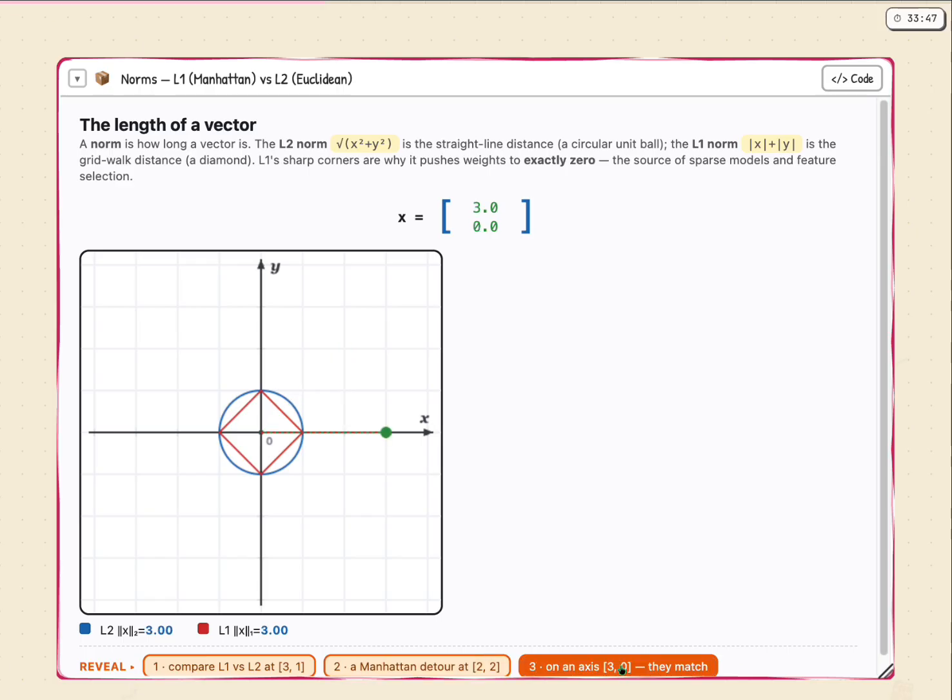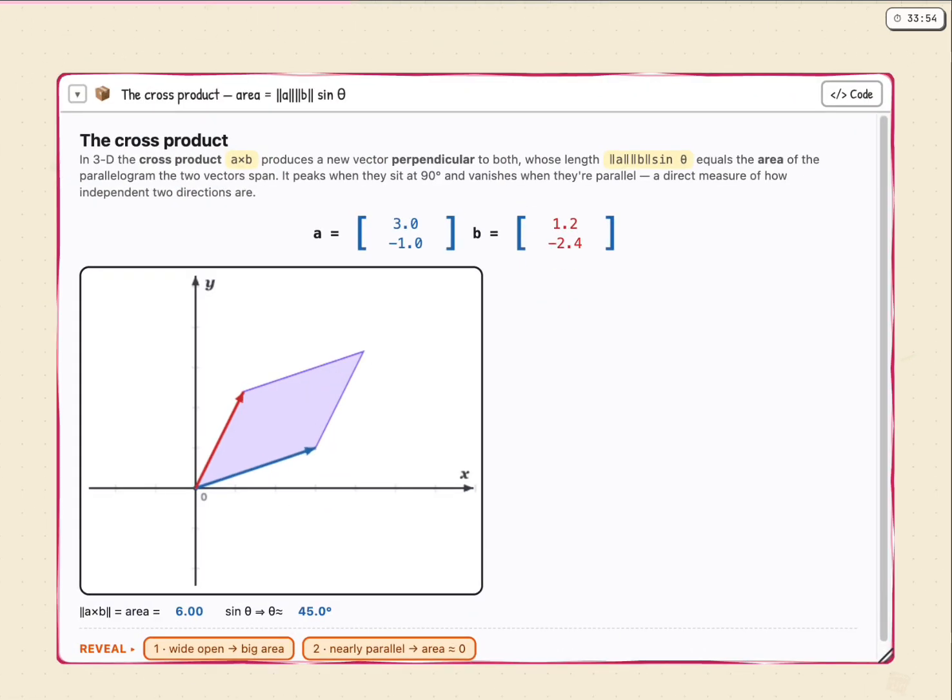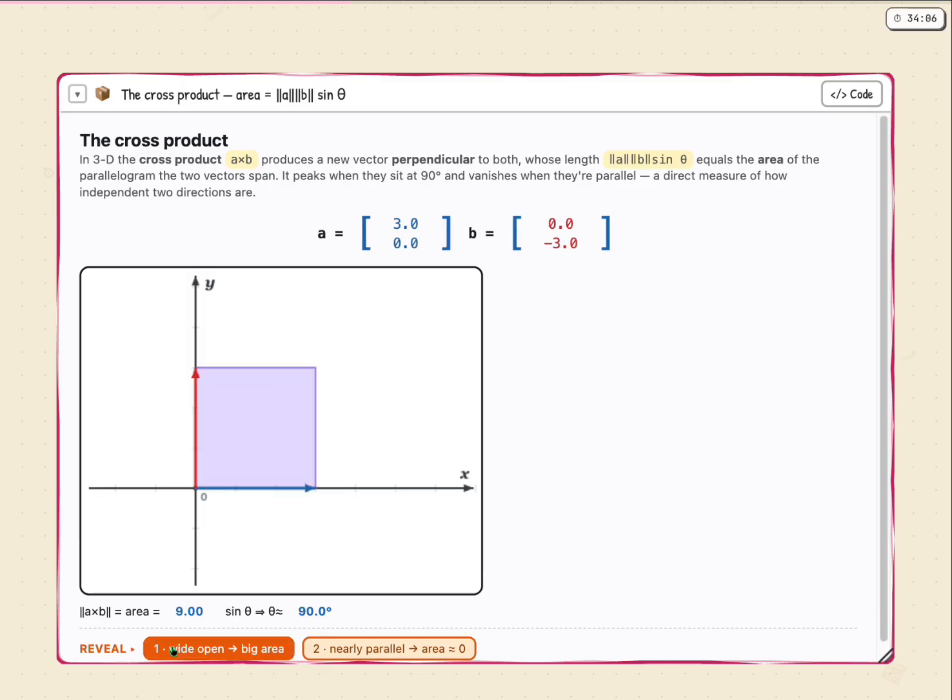The dot product gave us a number that's biggest when two vectors align. The cross product is its mirror image. It's biggest when they're perpendicular. Geometrically, the cross product measures the area of the parallelogram that two vectors stretch out. Watch the shaded region as I move the arrows. When the two vectors point in nearly the same direction, when they're almost parallel, the parallelogram is squashed flat and its area drops to 0. As I open them up toward 90 degrees, the area grows to its maximum.